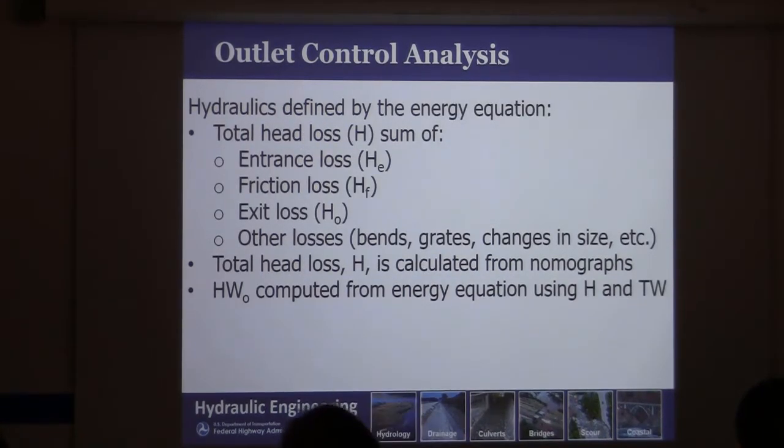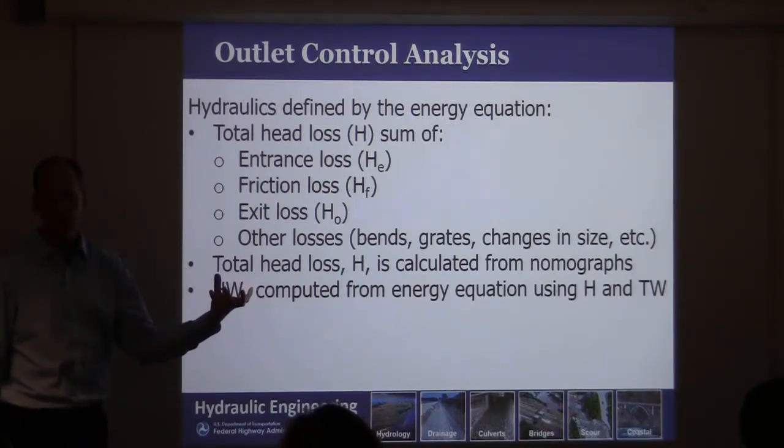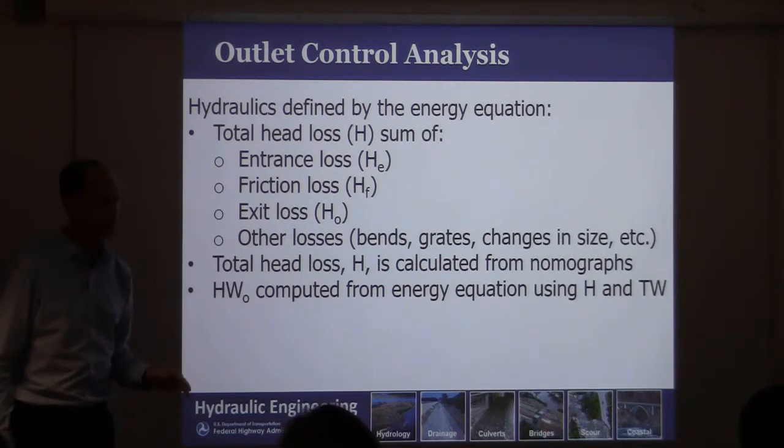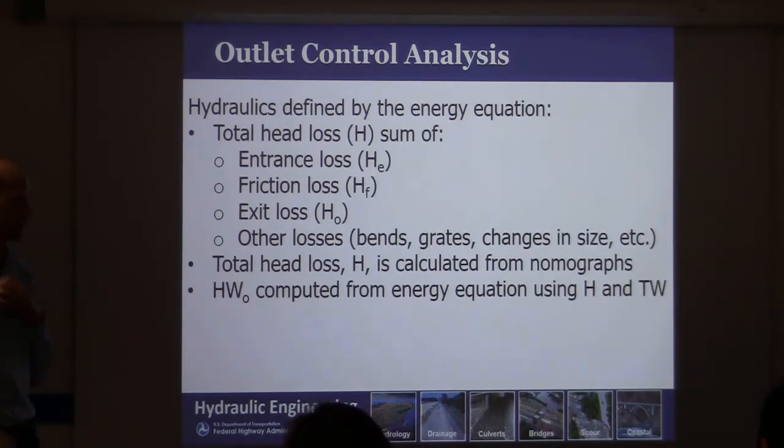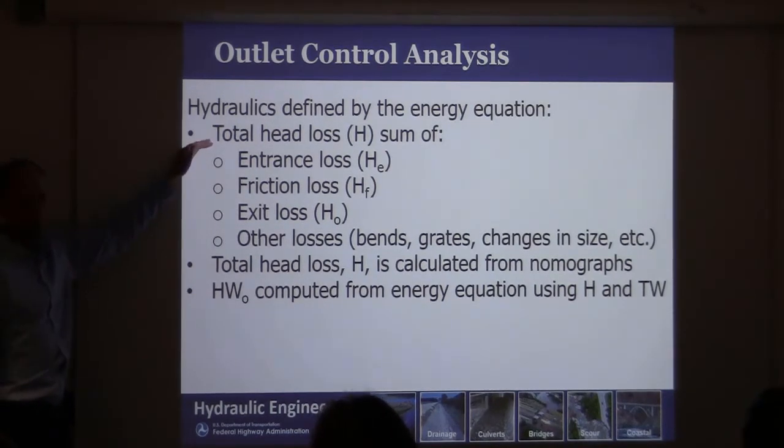Outlet control analysis, we actually do the energy analysis, so we're balancing energy from the upstream and downstream sides. The cool thing about the outlet control analysis is that for the conventional culvert design, where you actually have some ponded headwater upstream, we assume the velocity head is zero, because it's probably pretty close to zero, right? The ponded water upstream of the culvert is really subcritical. It's not moving very quickly, it has a very low velocity component, so V squared over 2g is going to be pretty low. So we'll say that at the upstream side, the total energy is your elevation head plus your pressure head, which is the water surface.